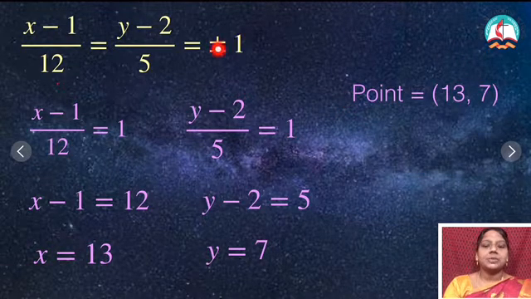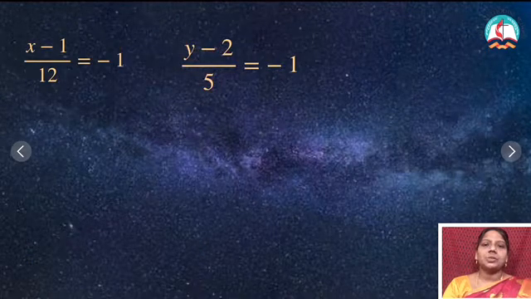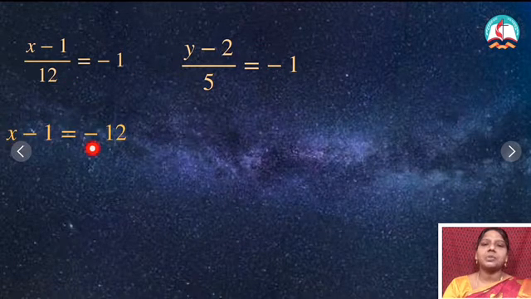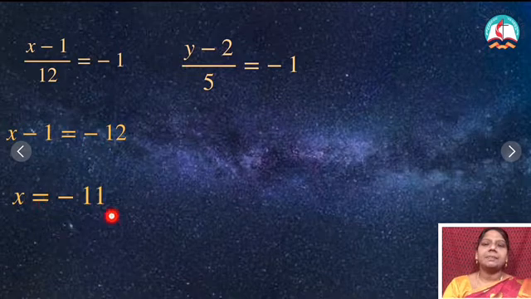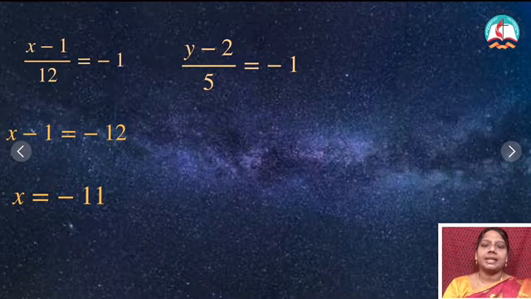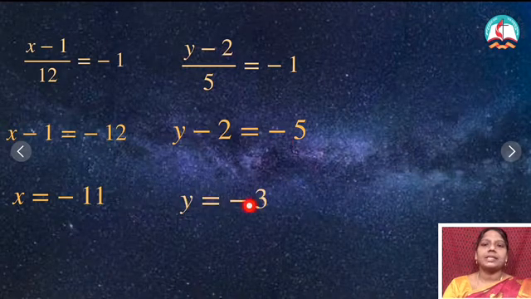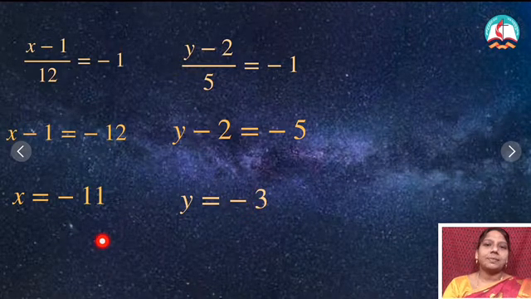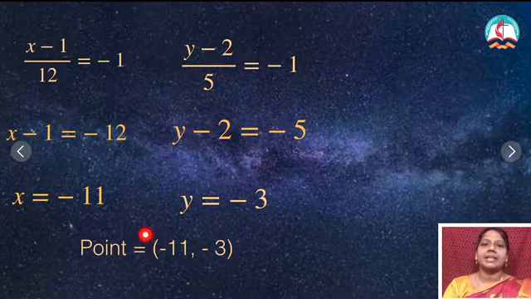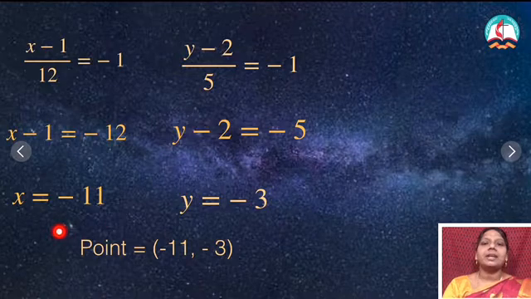Now, what is the next one? We have one more value in that, negative. So (x minus 1) by 12 equal to minus 1 and (y minus 2) by 5 equal to minus 1. If I am taking that 12 to the other side, x minus 1 is equal to minus 12. If I simplify, I will get x is equal to minus 11. Similarly, y minus 2 is equal to minus 5. Therefore, y is equal to minus 3. What is the negative point now? Negative point is (minus 11, minus 3). So we got 2 points which are 13 units away from A.